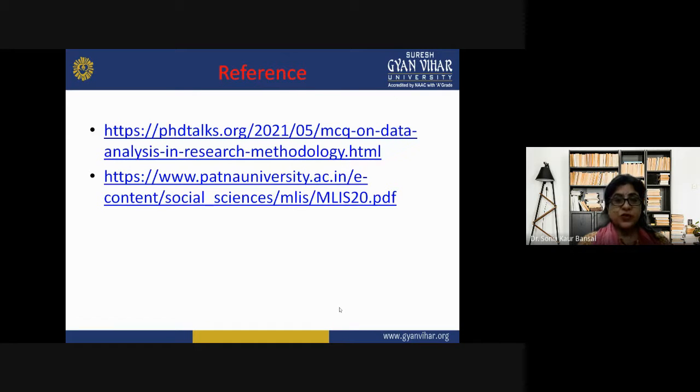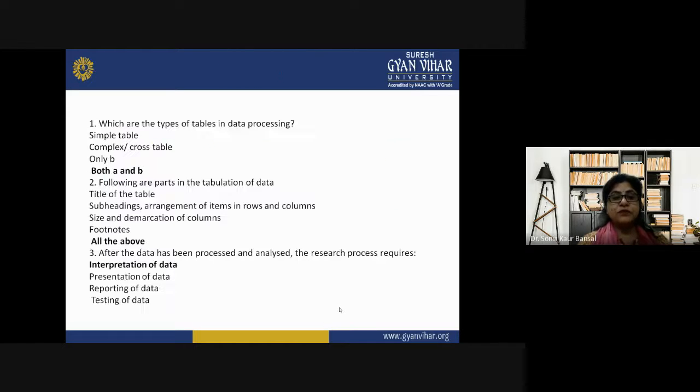Now these are some references, students, and now we are going to discuss some MCQs. Let's understand which are the types of tables in data processing. There are simple tables. We had discussed that we have to frame a table when we are going to systematize or order our collected data. So simple table, complex or cross table. There are different types of tables. So the answer would be both A and B. Simple tables are there, and complex cross tables are also there.